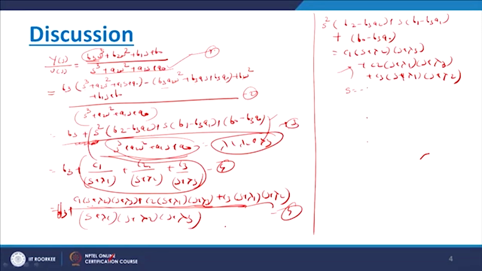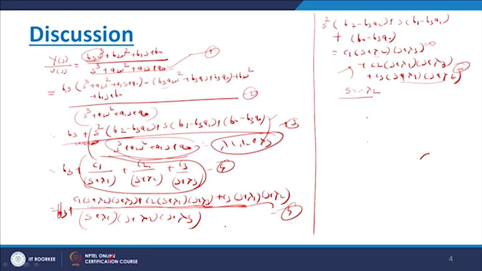As I told last time also, there are two ways we can solve this equation. One is to compare the coefficients of S square, S1 and S0. The second method is that we can replace S with different values. Let us say first of all we replace S equals minus lambda 2 in this equation. What result will we get? This part becomes 0, then this part also becomes 0. So the remaining will be the value of C2.